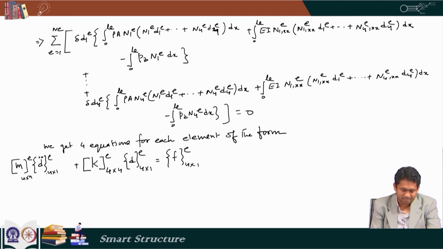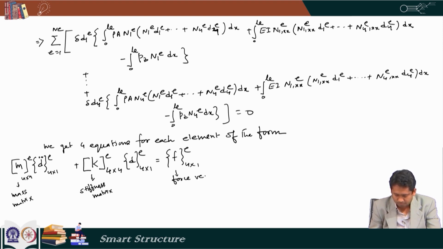Now, this is called the mass matrix, this is called the stiffness matrix, and this is called the force vector. These are all elemental matrices. So, it is the elemental mass matrix, the elemental stiffness matrix, and this is the elemental force vector.